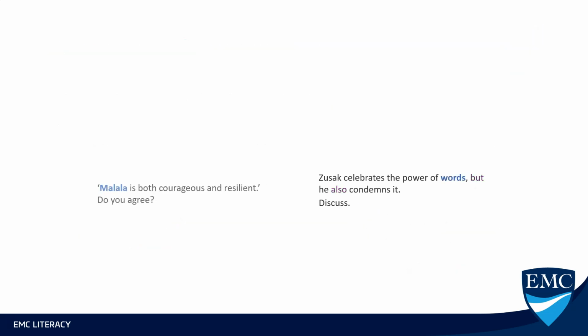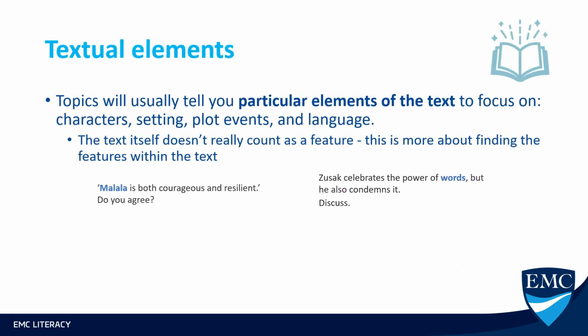And that brings us to our last one for today. Textual elements. Topics will usually tell you particular elements of the text to focus on. Things like characters, setting, plot events, and the language used by the author. The text itself, though, doesn't really count as a feature. Often, this is more about finding the features within the text. So if you see the name of the text, the title, referred to in the topic, you don't need to underline that, usually.